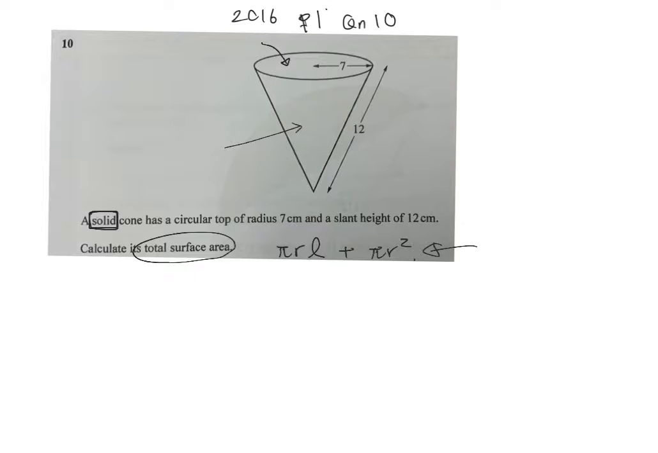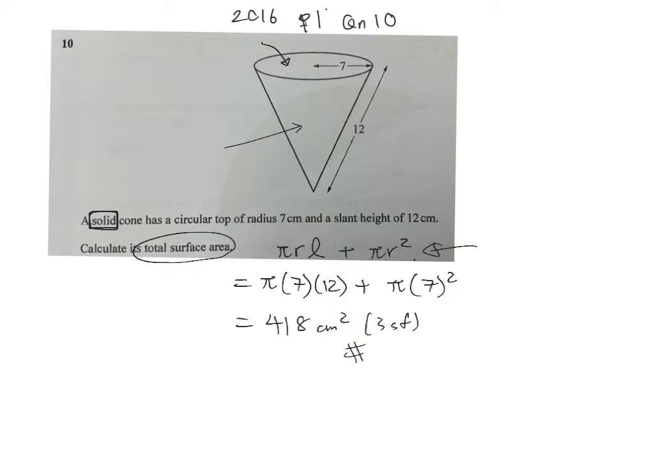Okay? So let's calculate lah. This one should be pretty simple. Pi 7 and what's the l? 12. Simple, easy. Plus pi r squared. Okay, this should be simple. What's the answer? 417.831. How many SF? 3, so 418. Yeah, find the answer already, so don't need so many significant figures. That's it lah.